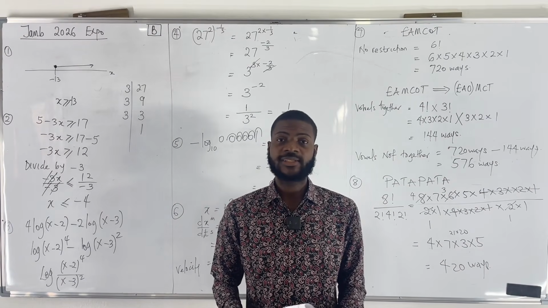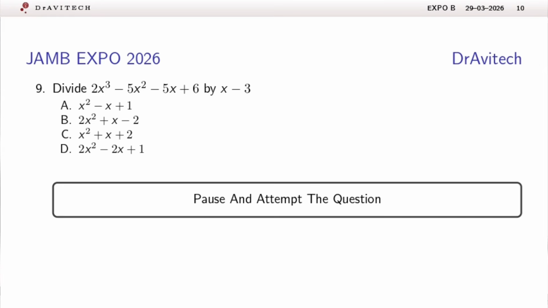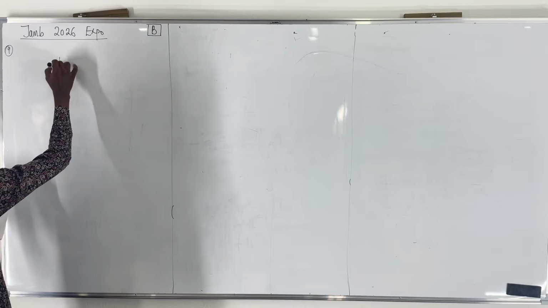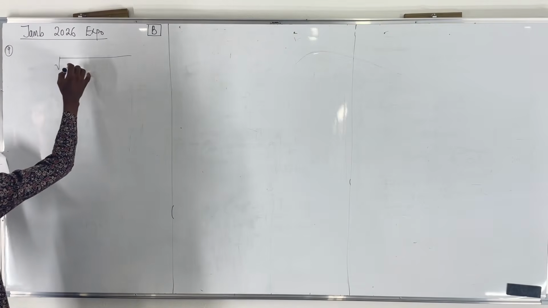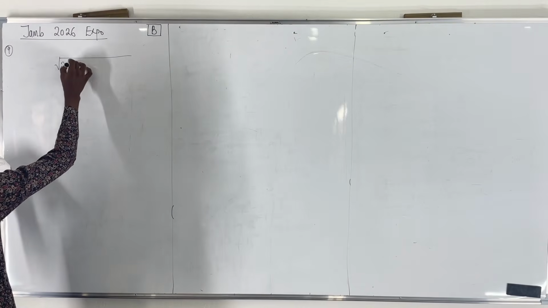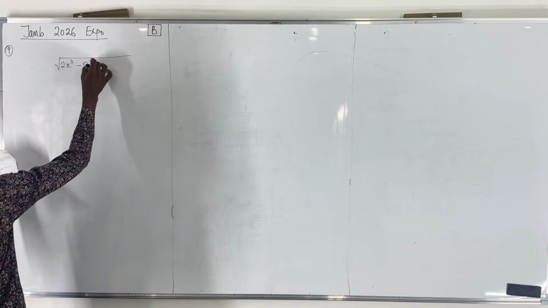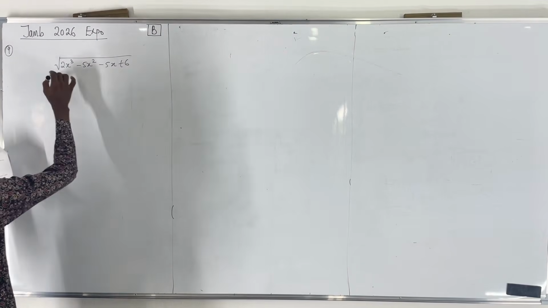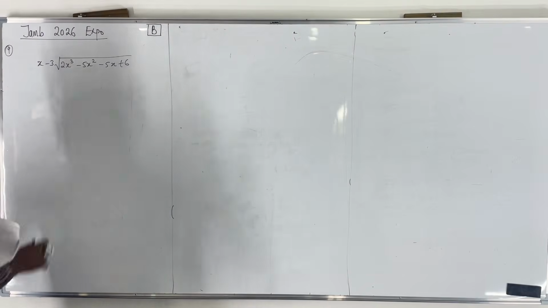Let's move on to the next question. Question 9 says, divide 2x cubed minus 5x squared minus 5x plus 6 by x minus 3. So this is long division. So this is question 9. Now I'm going to write it this way. So we have 2x cubed minus 5x squared minus 5x plus 6. This will be divided by x minus 3.